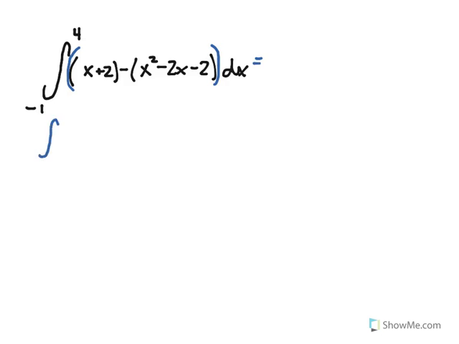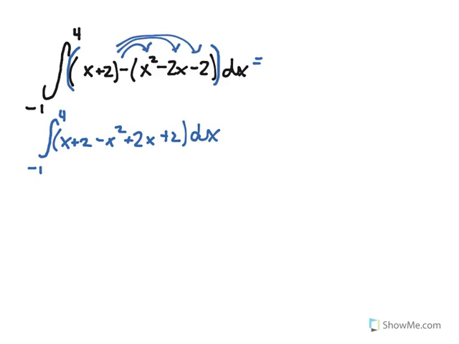First thing I'm going to do is distribute that minus sign. So it's going to be the integral from negative 1 to 4 of x plus 2 minus (x squared plus 2x plus 2) dx. What did I do? I distributed that minus sign to every term inside the parentheses. So that is now equal to, I can simplify that a little bit, the integral from negative 1 to 4.